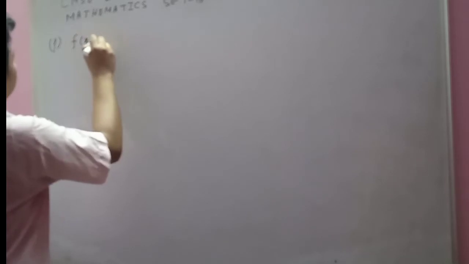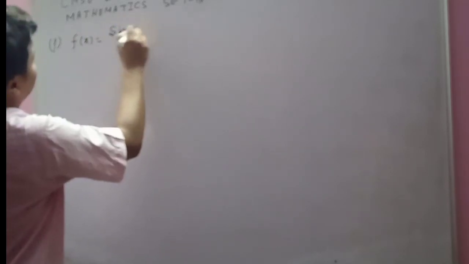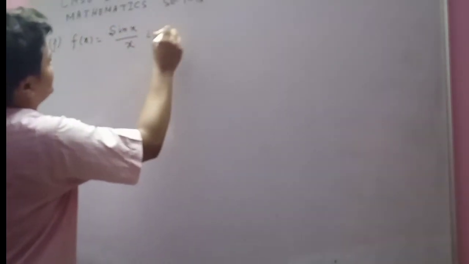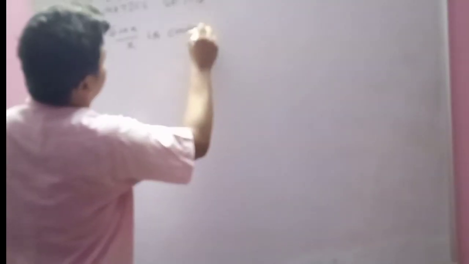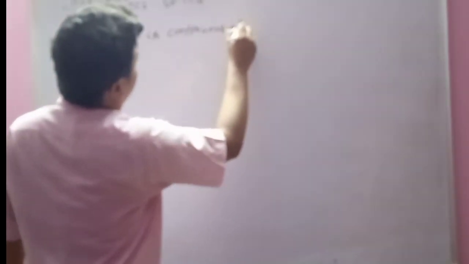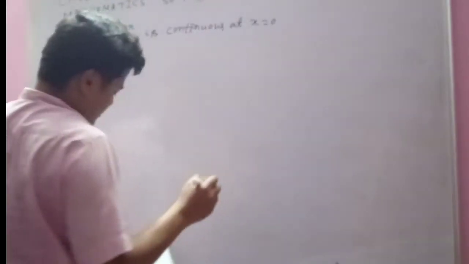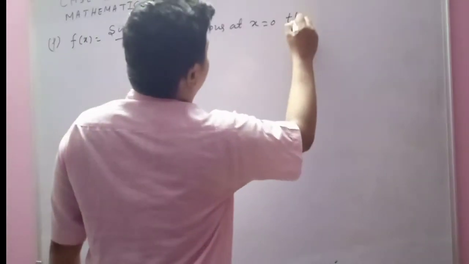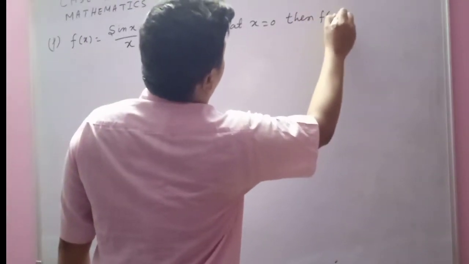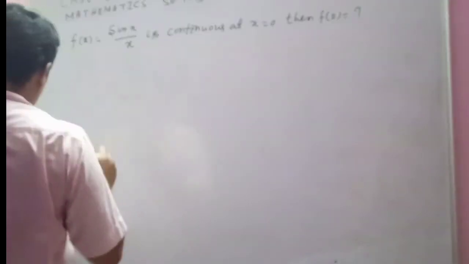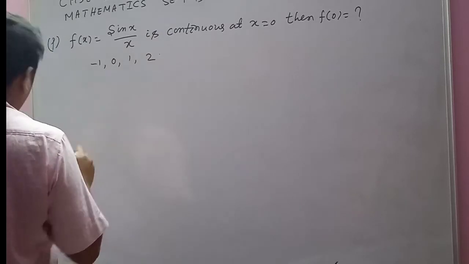F of x equal to sin x by x is continuous at x equal to 0. Then f of 0 equal to dash. Answer options given: -1, 0, 1, 2.